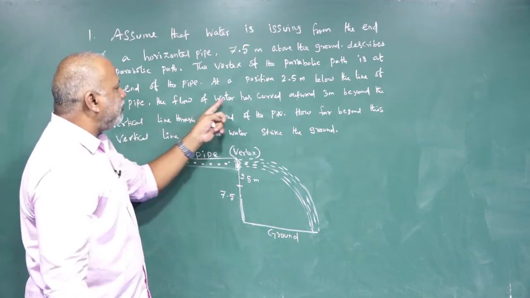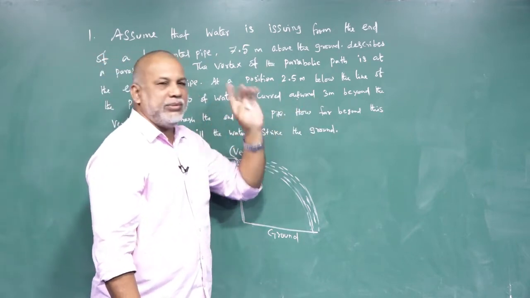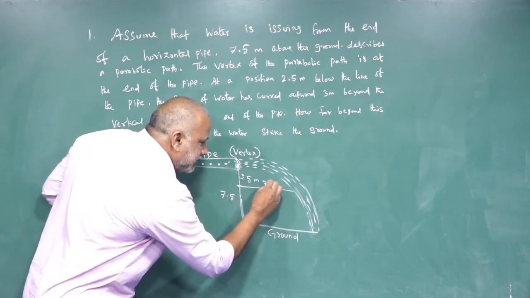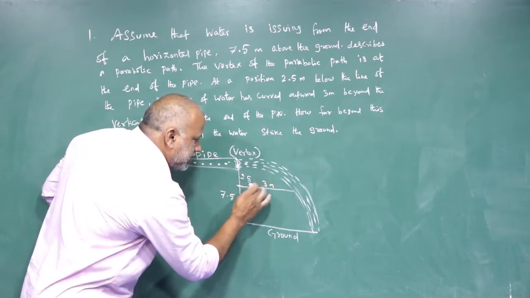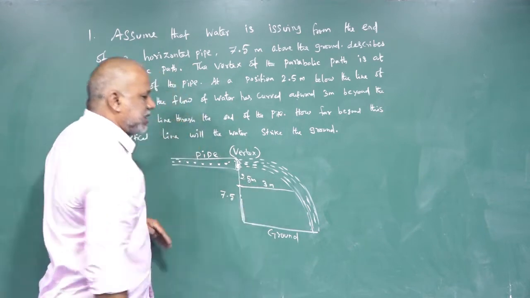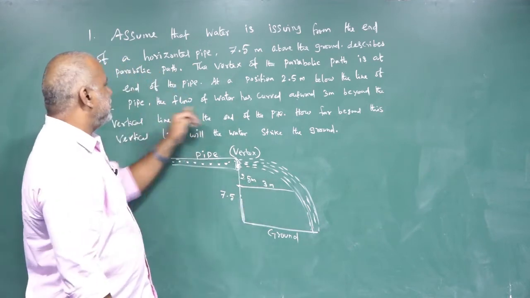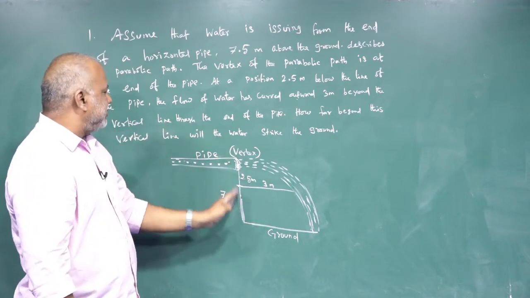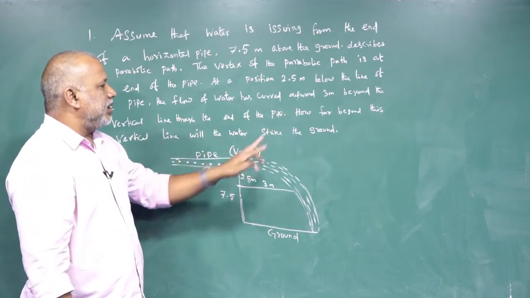The flow of water has curved out 3 meters. This is the flow of the water. It has 3 meters. Read the question clearly. These are the data given. See, curved out 3 meters beyond the vertical line. This is the vertical line at the end of the pipe.